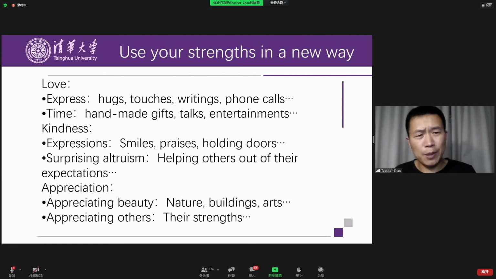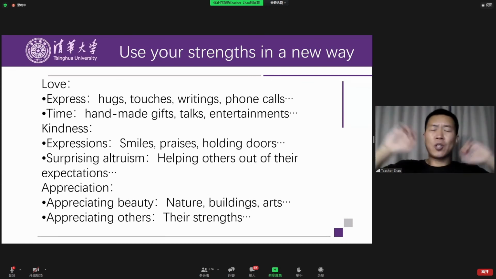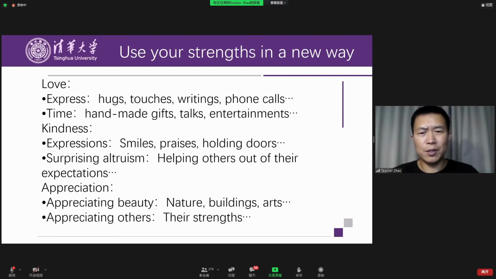And appreciation. You can appreciate more of the beauty. You can go to the mountains to explore the nature and look at the buildings, in China today or all around the world. There are a bunch of beautiful landscapes. See how different and how spectacular they are, and enjoy them, appreciate them, and of course, appreciate the arts. And appreciate other people. This is very important.